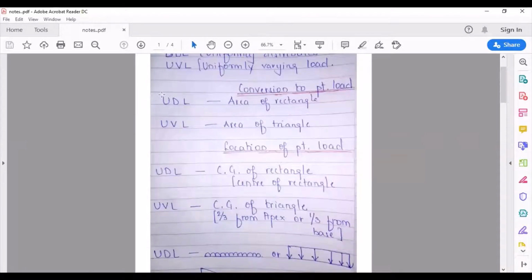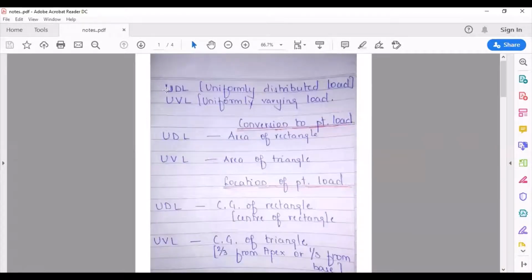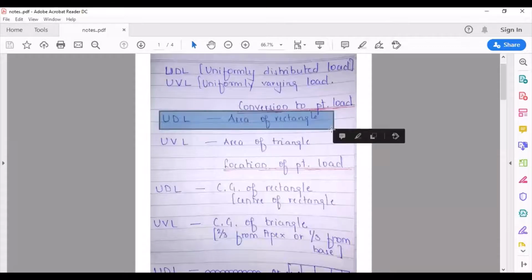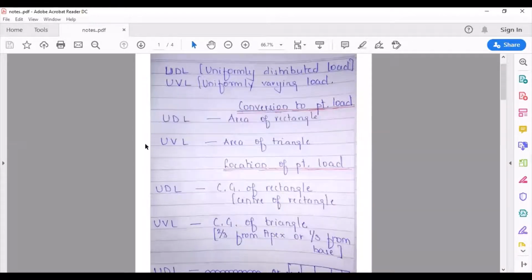Now I have given here UDL. UDL is nothing but uniformly distributed load, whereas UVL is uniformly varying load. First let us see how we convert these loads to a point load. The conversion of UDL to a point load is the area of a rectangle, and for UVL it is the area of a triangle.